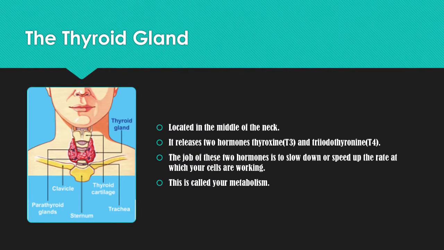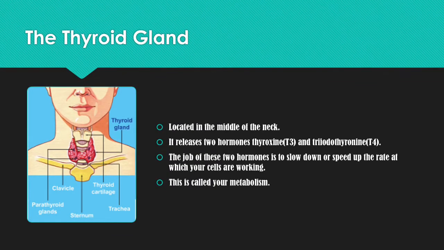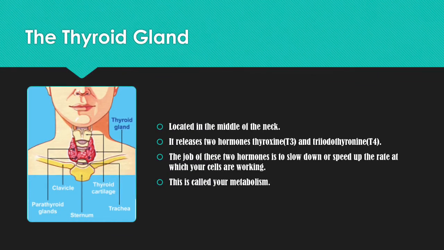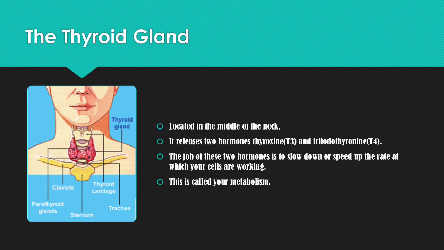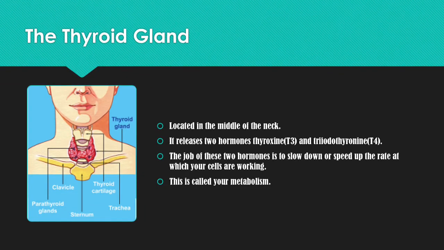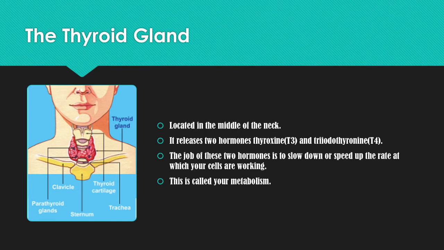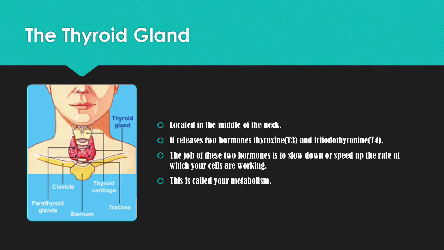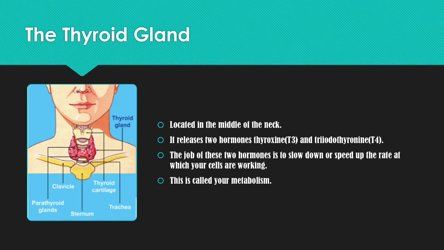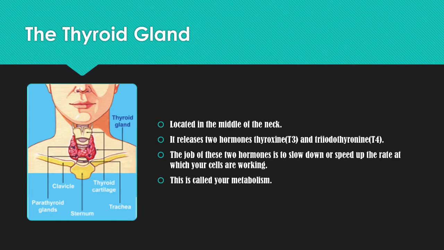The thyroid gland is located in the middle of the neck. It releases 2 hormones, T3 and T4. Its job is for these 2 hormones to slow down or speed up the rate at which your cells are working. This can also be called metabolism.